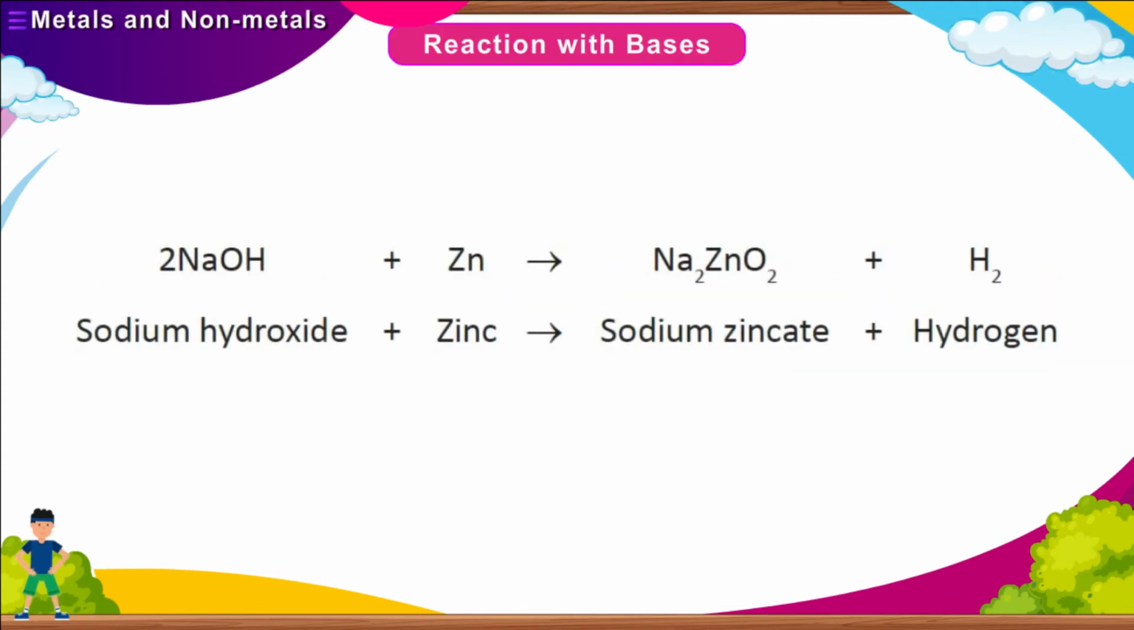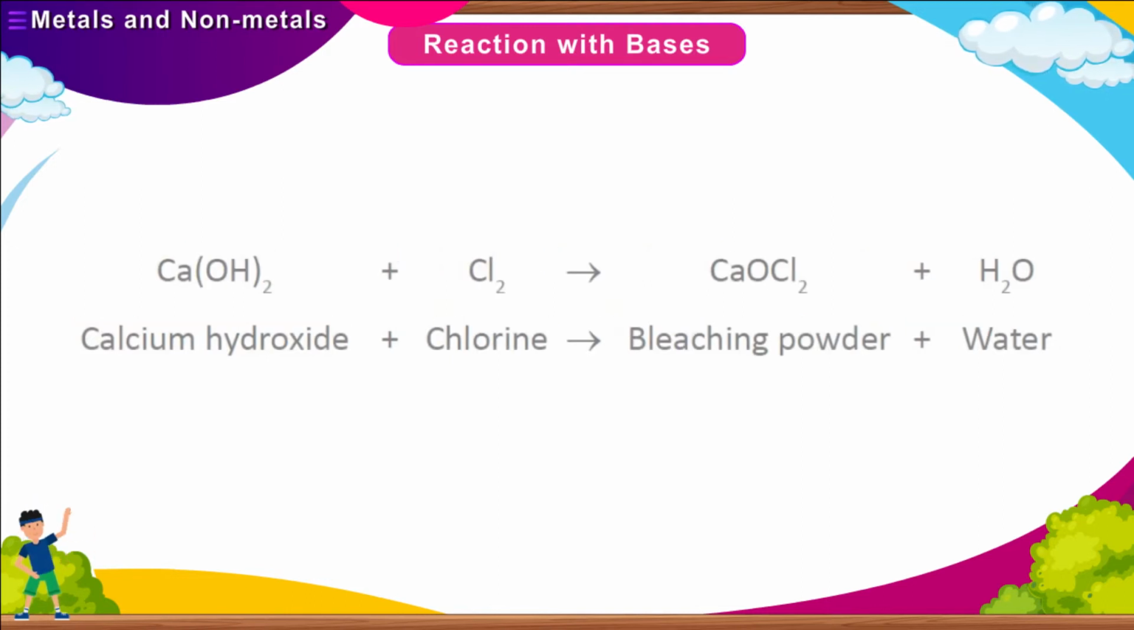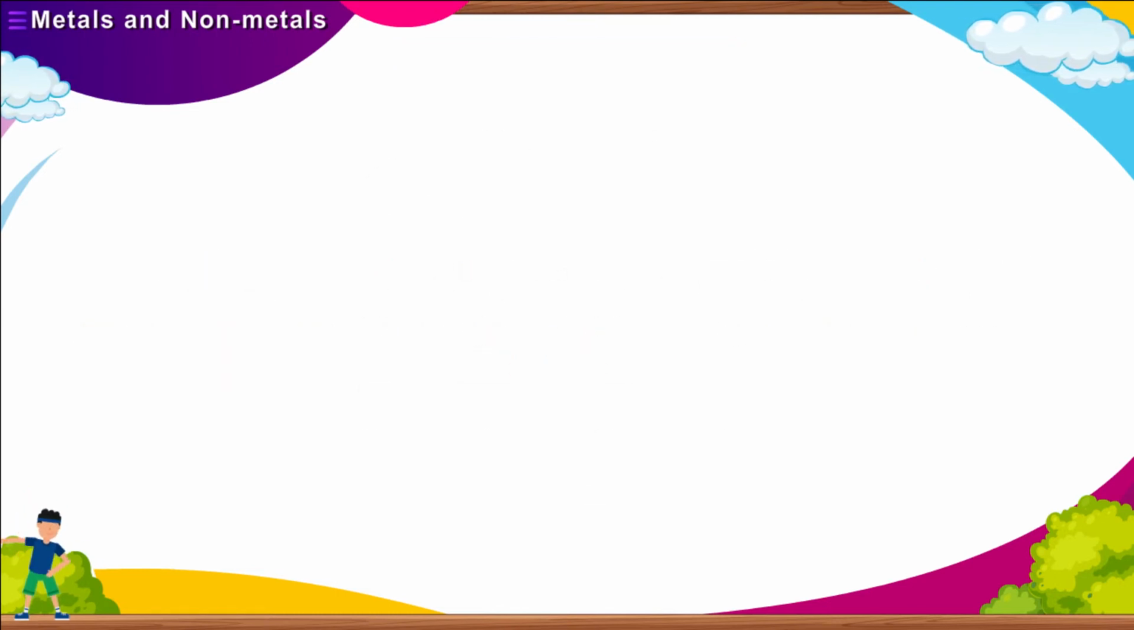Reaction with bases. Metals. Metals react with bases to form hydrogen gas. Sodium hydroxide plus zinc gives sodium zincate plus hydrogen. Nonmetals. The reaction of nonmetals with bases is complex. Calcium hydroxide plus chlorine gives bleaching powder and water.